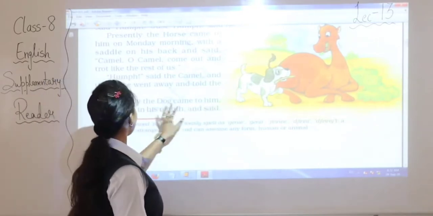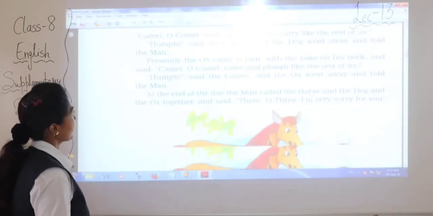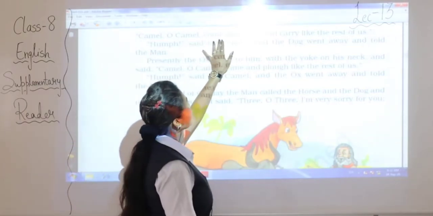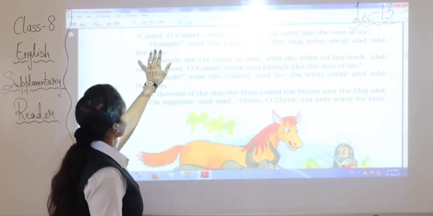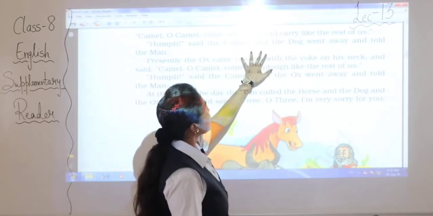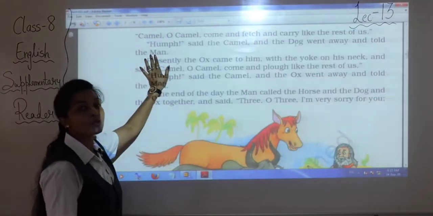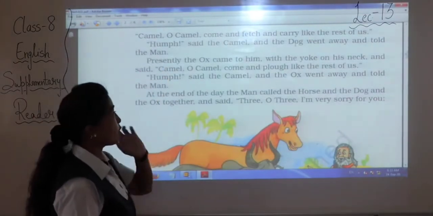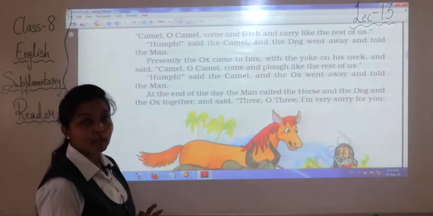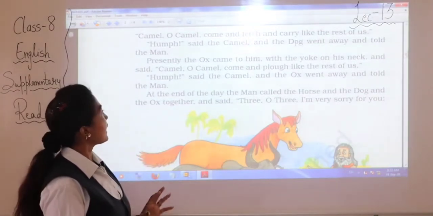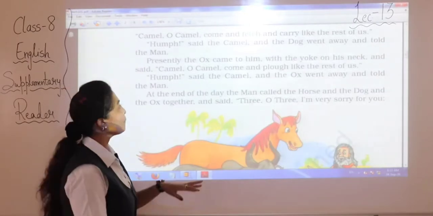Presently, the dog came to him with a stick in his mouth and said, "Camel, O camel, come and fetch and carry like the rest of us." "Humph," said the camel, and the dog went away and told the man. So the same thing happened with the dog also. When the dog said to the camel to fetch and carry like the rest of us, only the one word was spoken by the camel, and the dog went away and informed the man.